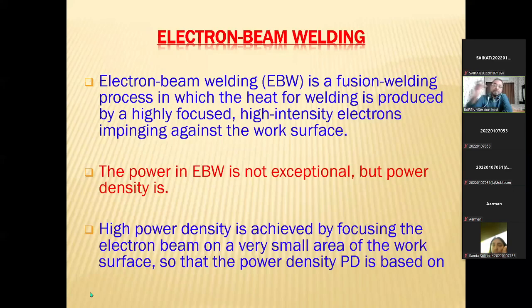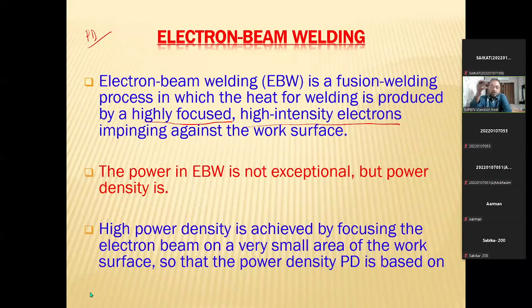So electron beam welding is a fusion welding process in which the heat of welding is produced by highly focused, high intensity electrons. Remember, the melting of metal depends upon the power density. So the number of electrons in an area must be increased, and at the same time all the electrons must hit a limited, highly focused area. So the heat generated in this small area will give a high power density.